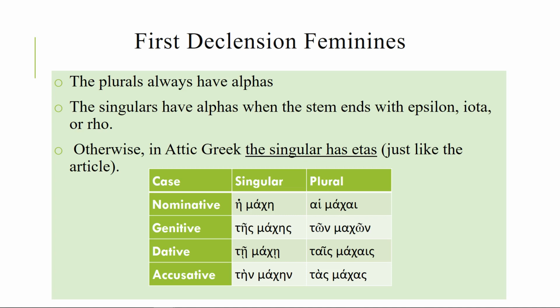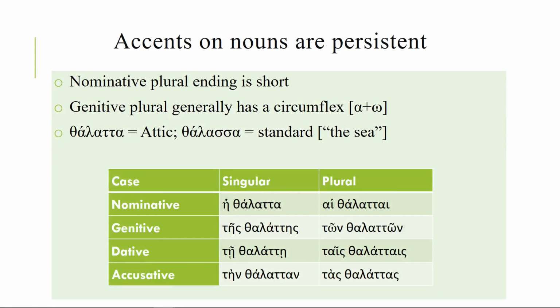There's also the note that accents on nouns are persistent, if you'll remember, so it tries to stay where it started. That means that the nominative plural ending, even though it looks like a long diphthong, the iota of thalatai is actually a short sound, because we can keep the accent on the first syllable. Usually the genitive plural has a circumflex because we're contracting the alpha with an omega.